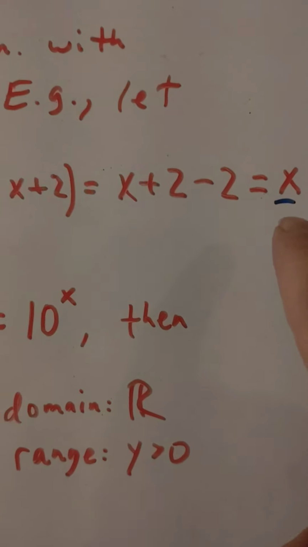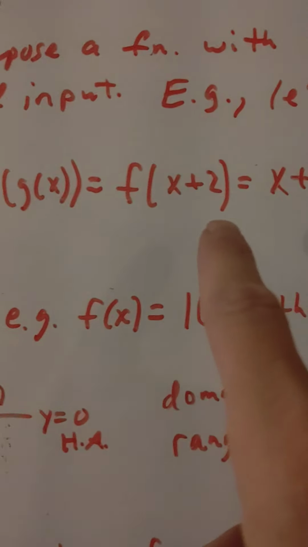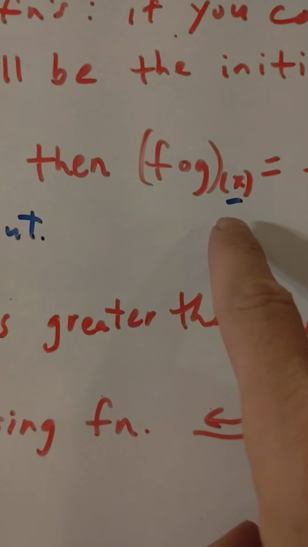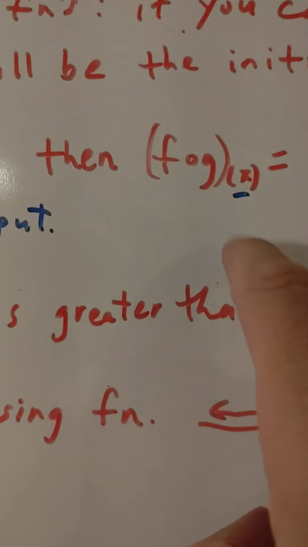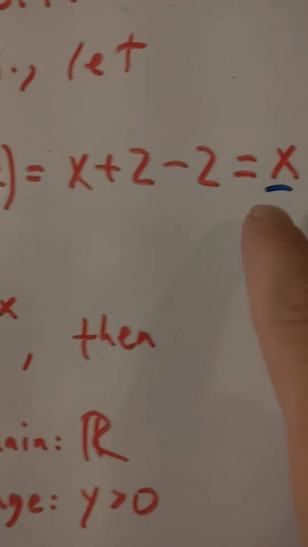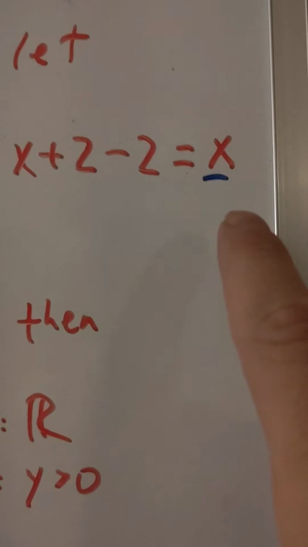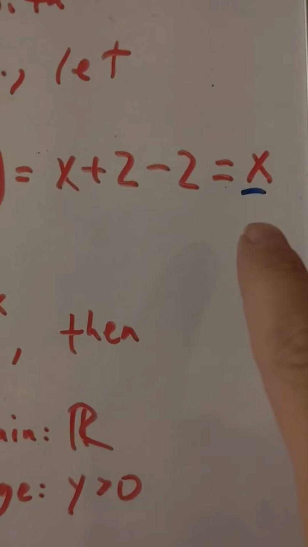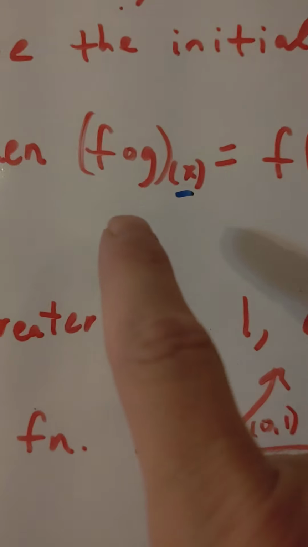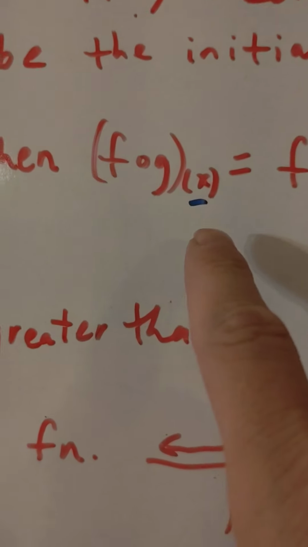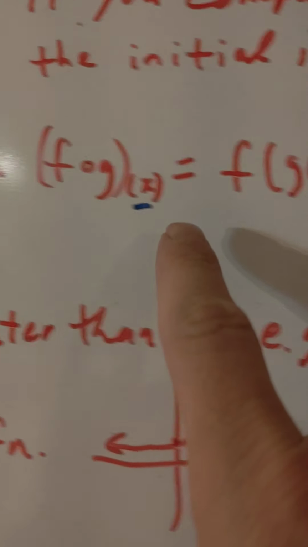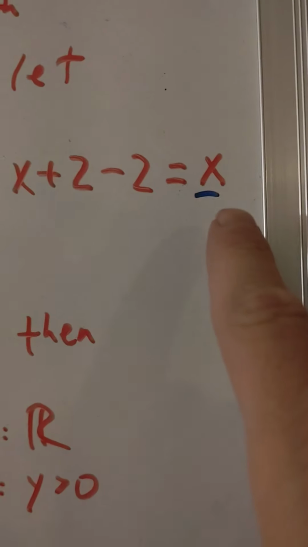So notice, the final output is x. What was my initial input? Right there. That's always the input, right there, x. So the initial input did indeed equal the final output. That will always happen when you compose a function and its inverse. This input could be a number, like if this were 3, for instance, that answer would be 3.